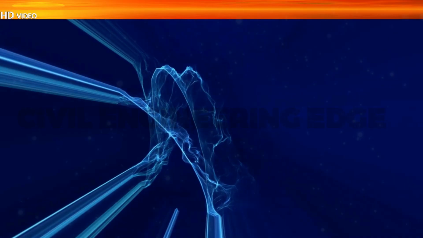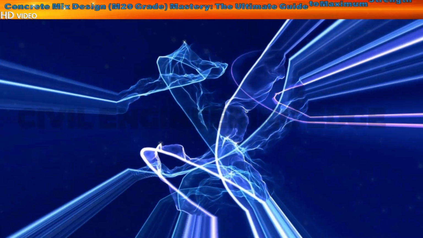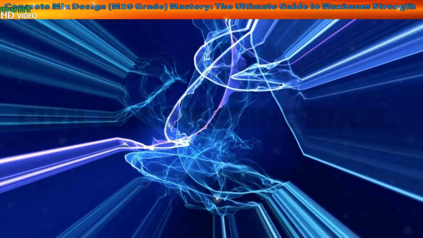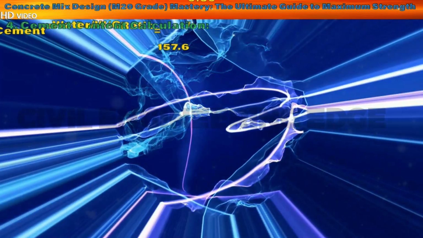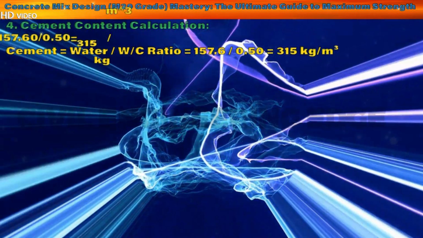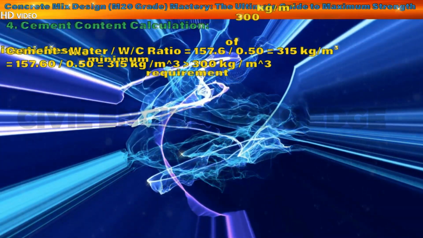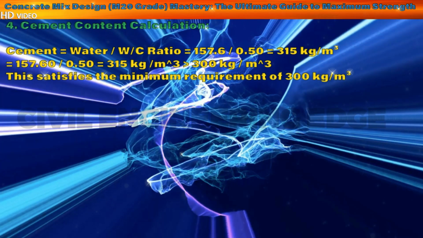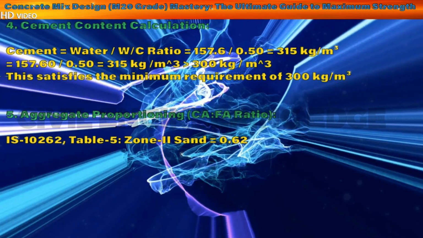5. Aggregate proportioning, coarse aggregate to fine aggregate ratio. Indian Standard 10262, Table 5. Zone 2 sand equals 0.62. For every 0.05 increase, reduce 0.01. Water cement ratio 0.55 minus 0.50 equals 0.05. Adjusted for water cement ratio 0.50, it is 0.61.